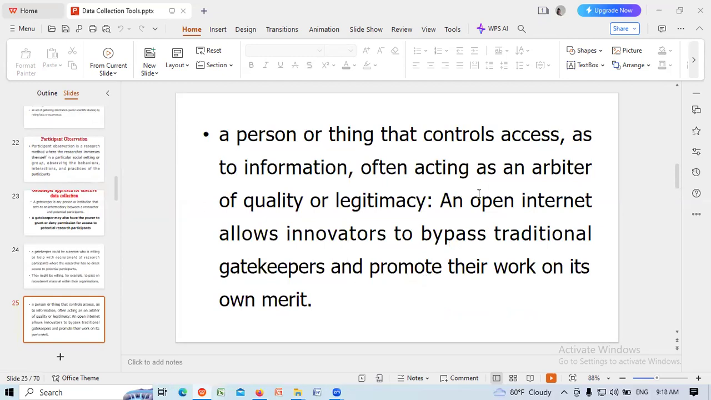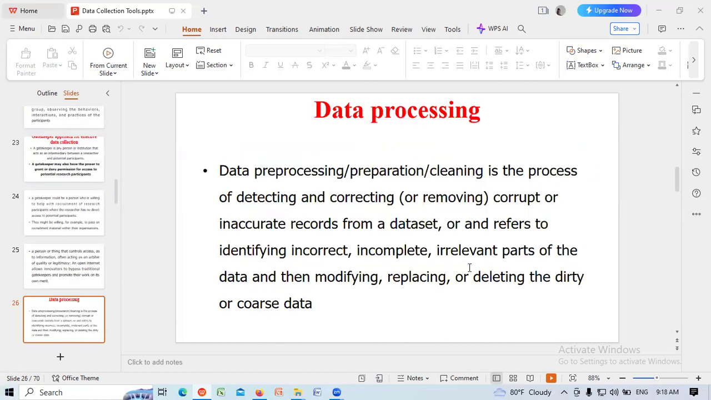A gatekeeper is a person or thing that controls access to information, often acting as an arbiter of quality or legitimacy, and the open internet allows innovators to bypass traditional gatekeepers and promote their work on its own merit.